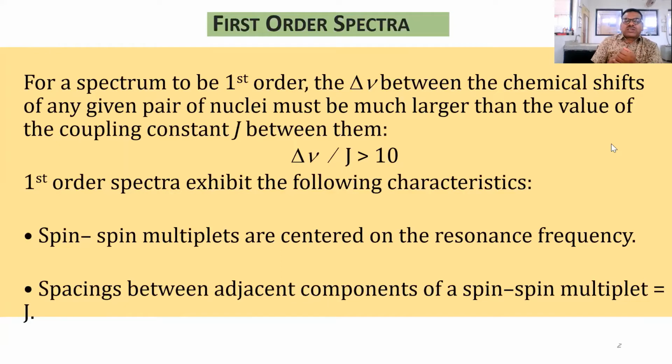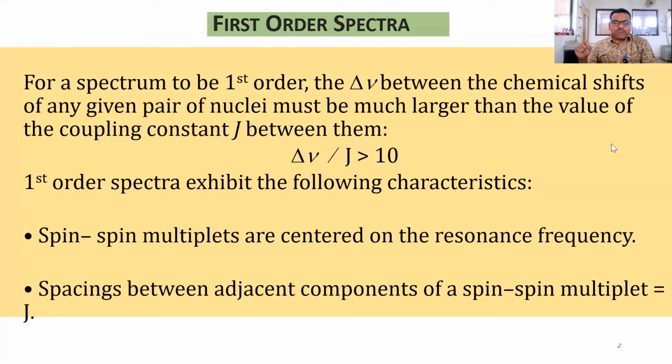What are the first order spectra characteristics? They have a lot of characteristics. First order spectra exhibit the following characteristics. Number one, the spin-spin multiplets are centered on the resonance frequency. Spin-spin multiplets means what? Spin-spin multiplets are centered on the resonance frequency.